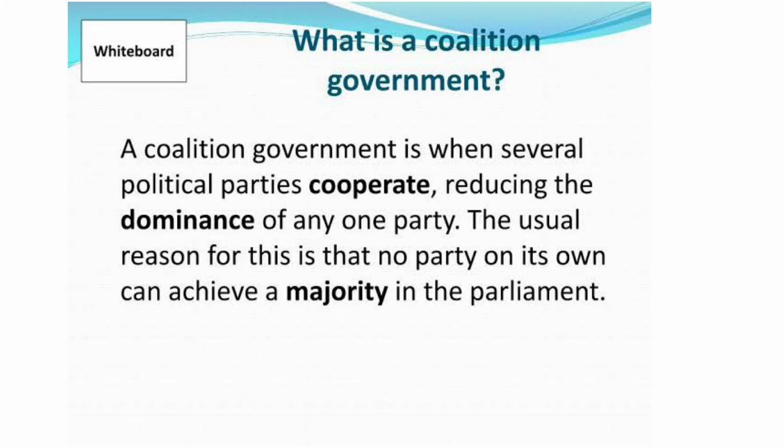Now, what is coalition government? A coalition government is when several political parties cooperate, reducing the dominance of any one party. The usual reason for this is that no party on its own can achieve a majority in the parliament.